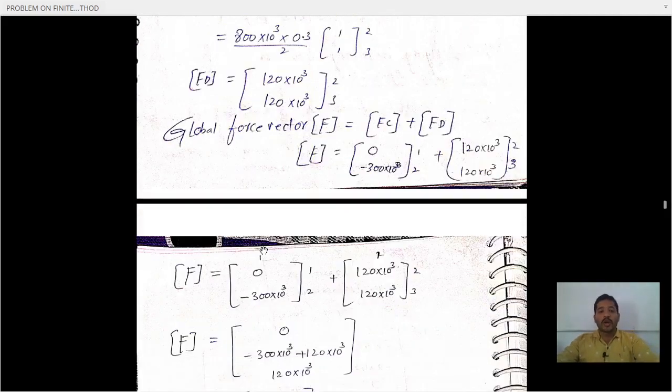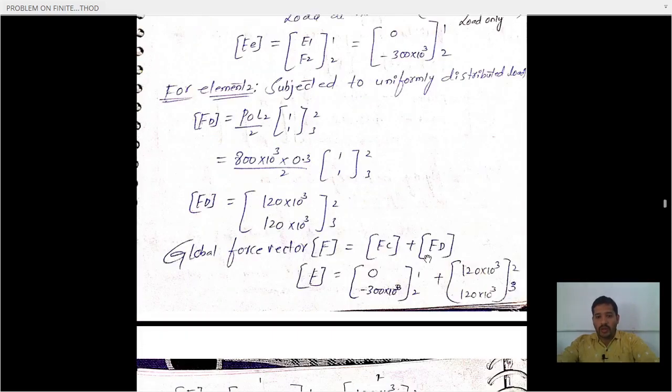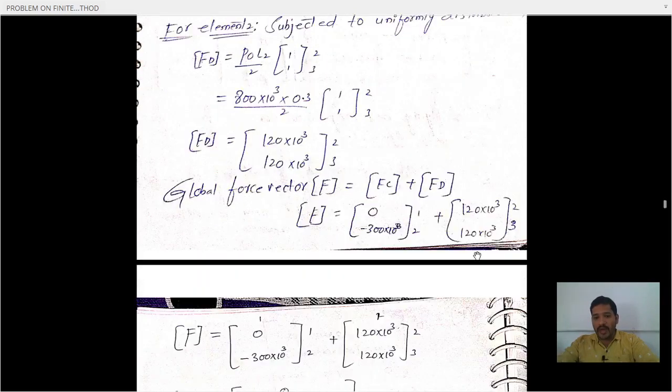After that, we need to find out the global force vector. The global force vector F is equal to Fc plus Fd. Okay dear. So here Fc is first 0, again on the second component minus 300 into 10 power 3, it represents 1 and 2. And this Fd, uniformly distributed load is acting on the second element, so I am representing the value 120 into 10 power 3 as well as 120 into 10 power 3.